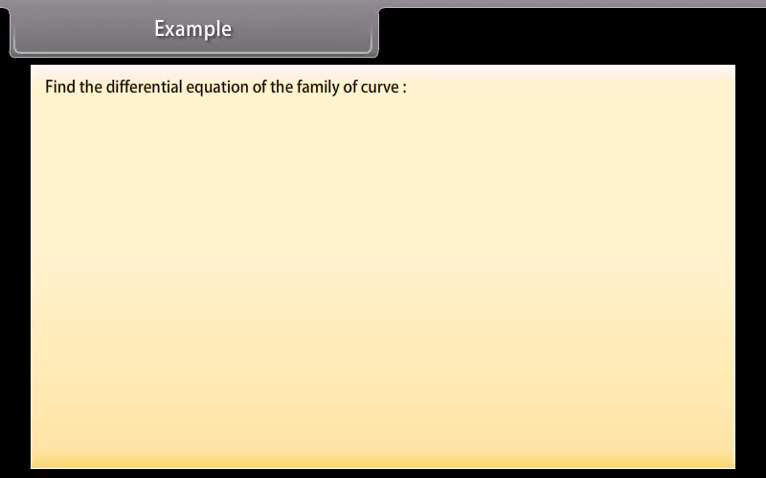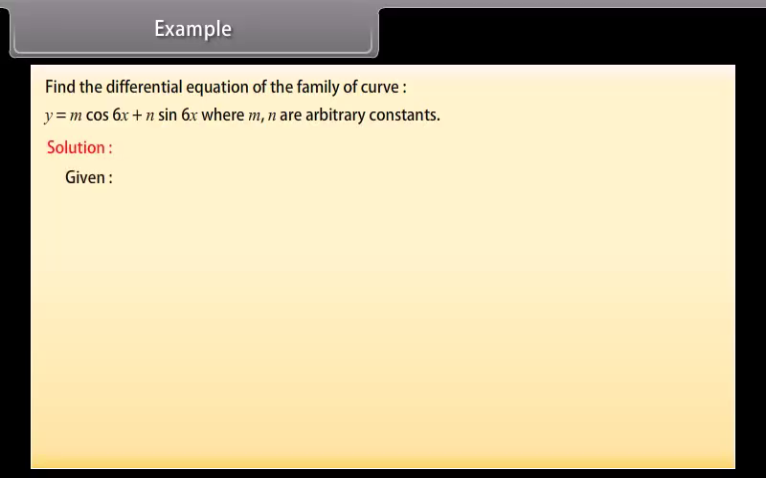Example. Find the differential equation of the family of curves y equals m cos 6x plus n sin 6x, where m, n are arbitrary constants. Solution. Given y equals m cos 6x plus n sin 6x, name it as equation 1.